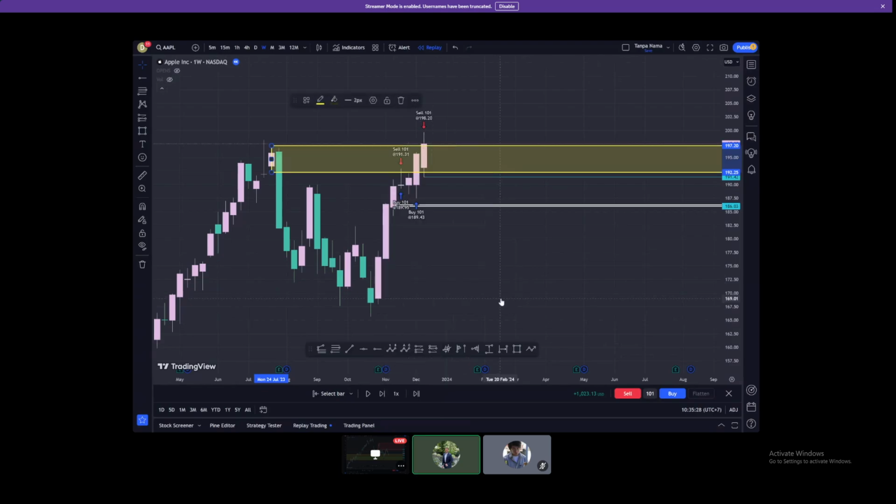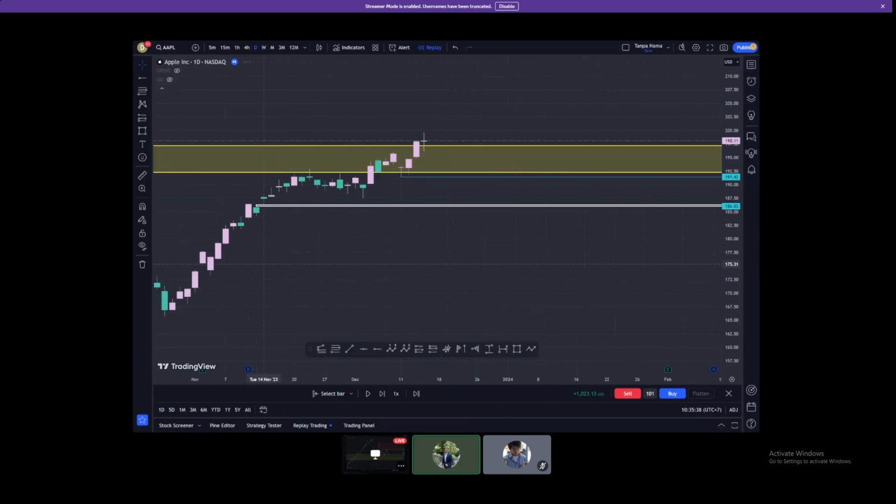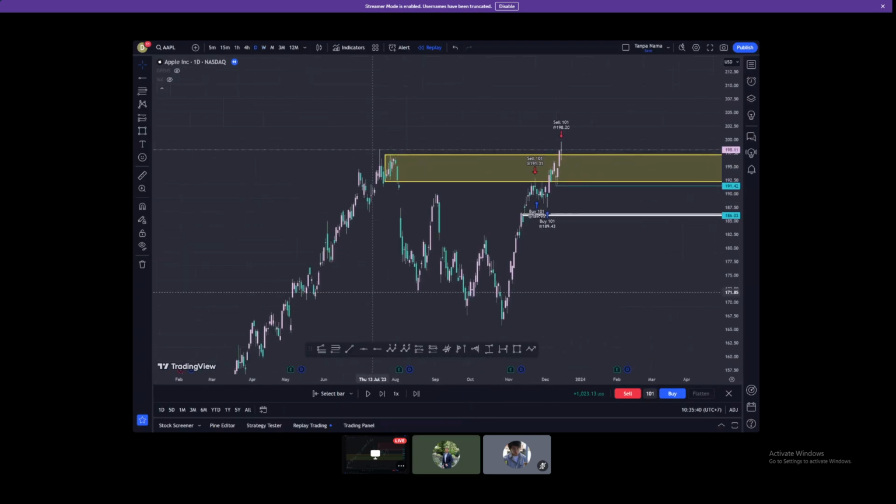We should always be on the lookout for any resistance zone which gets broken, that acts as a support zone when the market pulls back. Let's go on the daily chart. So we have our invalidation level, we have the weekly breaker. Now let's see what happens.